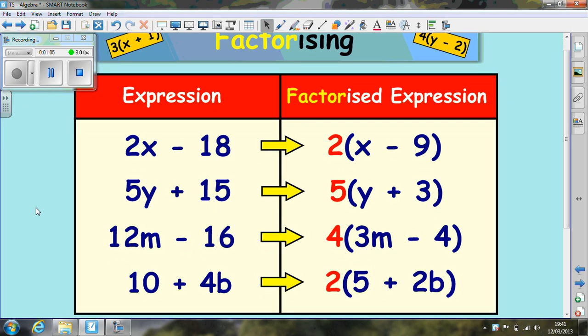Okay, let's look at the next slide. So we've got 4 examples here. I'll talk about them quickly, then we'll try some. So the 2x subtract 18, the highest common factor that goes into 2 and 18 is 2. You multiply x by 2 to get the 2x, and 2 by negative 9 to get the negative 18. An easy way to think about it, if there's a takeaway here, there's going to be a takeaway in the brackets. If there's a plus here, there's going to be a plus in the brackets. The second example, the biggest number that goes into 5 and 15 is 5. You multiply 5 by the y to get the 5y, and 5 by 3 to get the 15. And so on down.